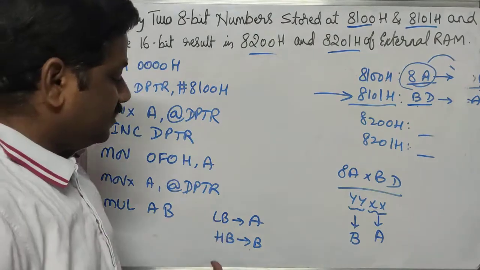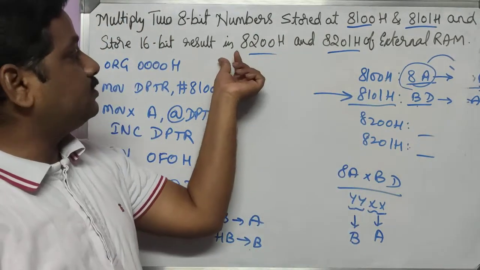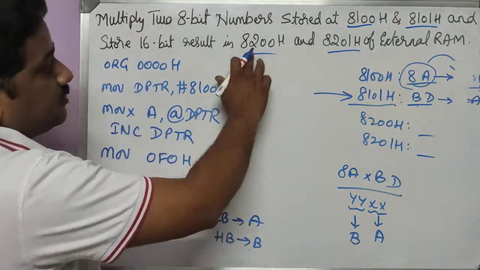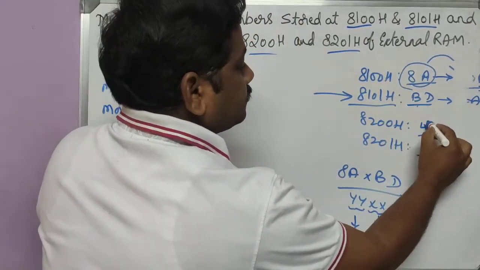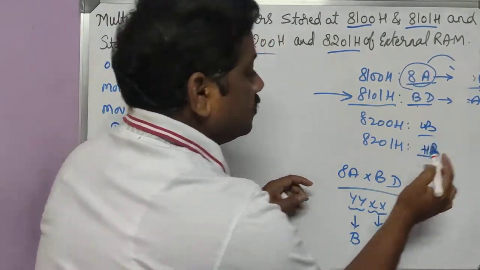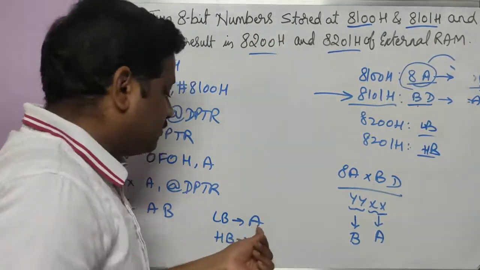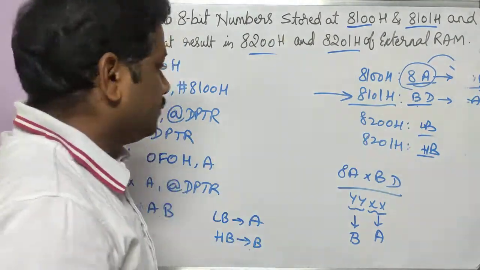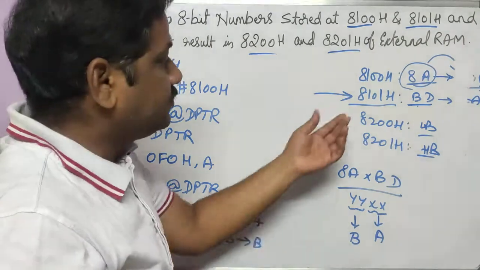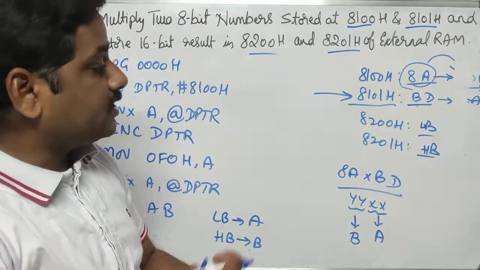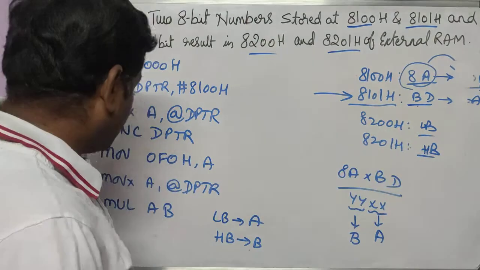But our question says that you have to store the result at 8200 and 8201. So at 8200, let me store the lower byte, and at 8201 you have to store the higher byte. So how to do this? I know that the accumulator is having the lower byte, so that lower byte I should put into 8200. So how to do that? Now you can't increment dptr because it is not the immediate data. So you should assign dptr this address now.